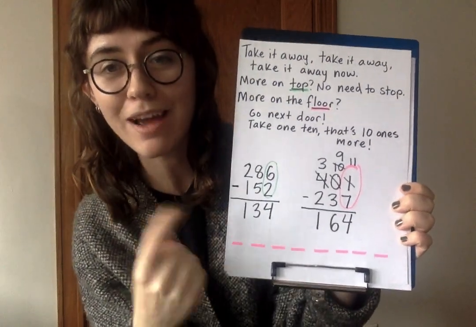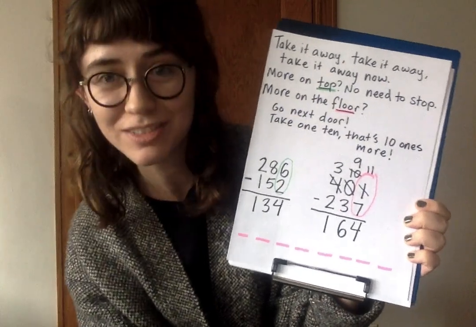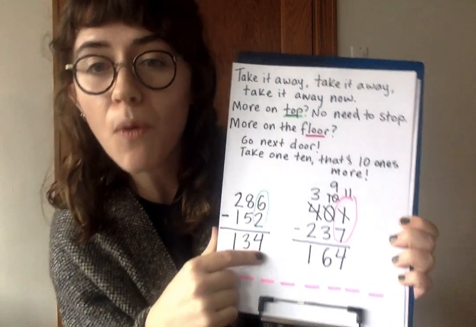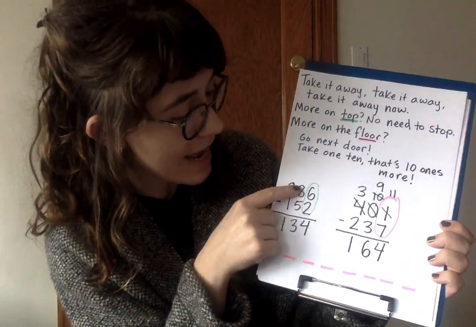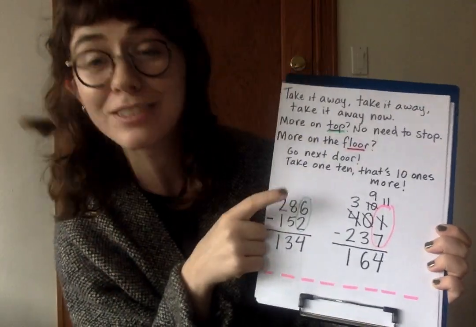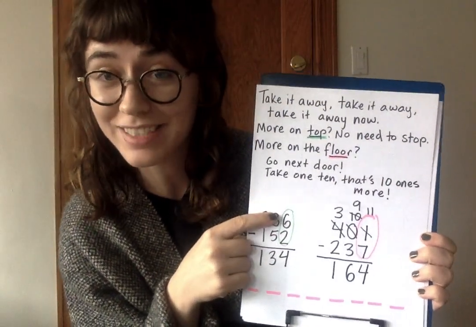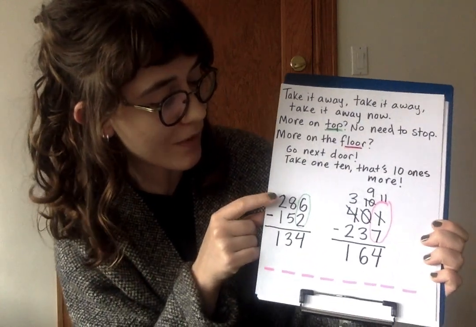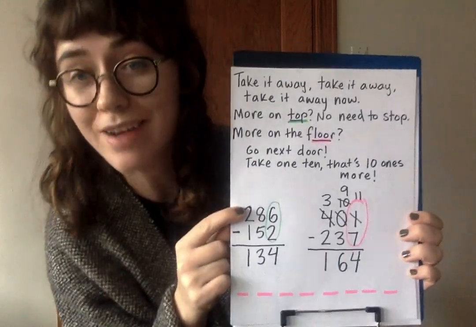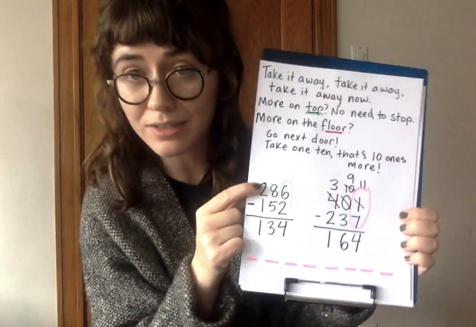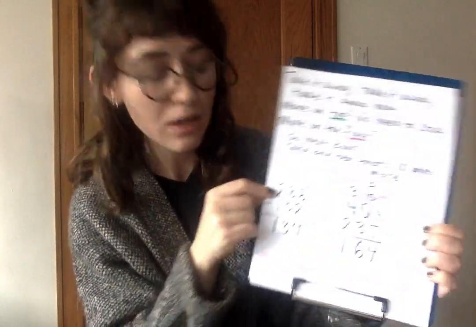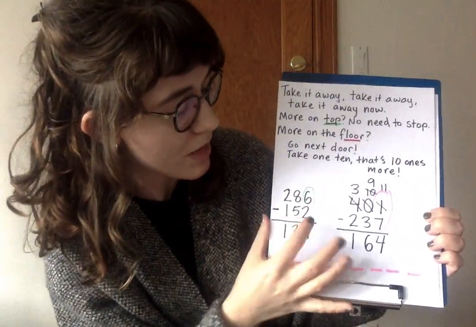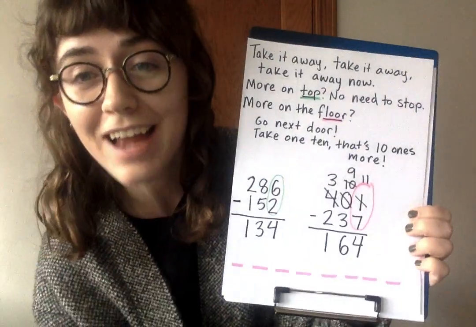All right, in my first problem, I always start in the what? In the ones place. So I've got 6 minus 2. 6 minus 2 is 4. Over here, I've got 8 tens minus 5 tens. There's more on the floor, more on the top, so there's no need to stop. 8 minus 5 is 3 tens. And we've got 200s minus 100. Again, we've got more on top, no need to stop. 200s minus 100 is just 100. So that was pretty easy. 286 minus 152 is 134. I did not need to regroup.